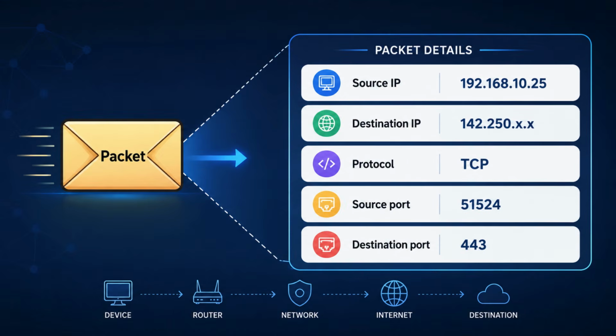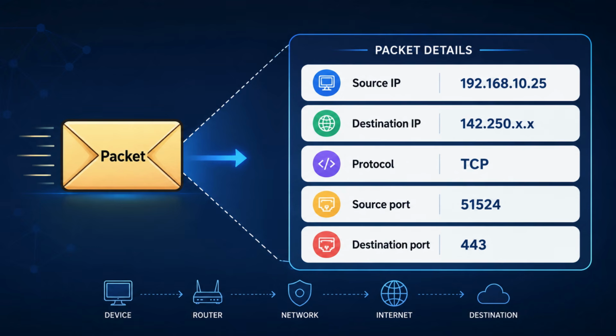Let's begin with the packet. A packet is a small unit of data sent across a network. When you open a website, send an email, connect to a VPN, or access a cloud application, your device sends and receives packets. A packet contains useful information that a firewall can evaluate. This commonly includes the source IP address, destination IP address, protocol, source port, destination port, interface, and direction of travel.